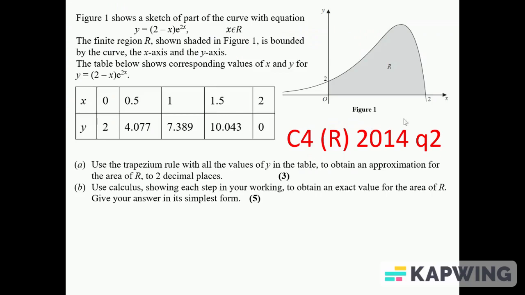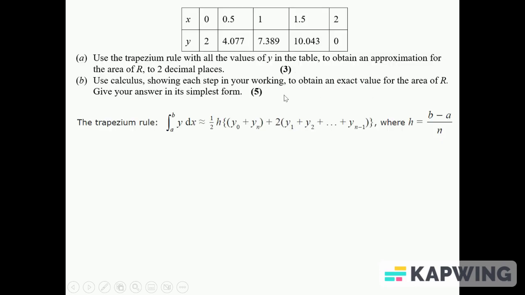Right, C4, called regional paper, the old international papers, 2014, question 2. There's a trapezium rule bit to it, and we're going to do a proper integration with integration by parts. Here's a bit about the trapezium rule.